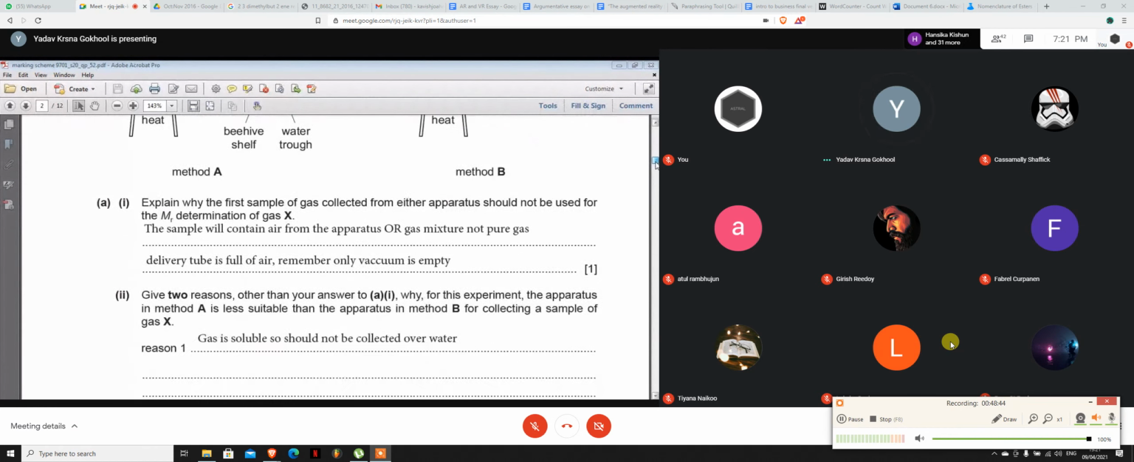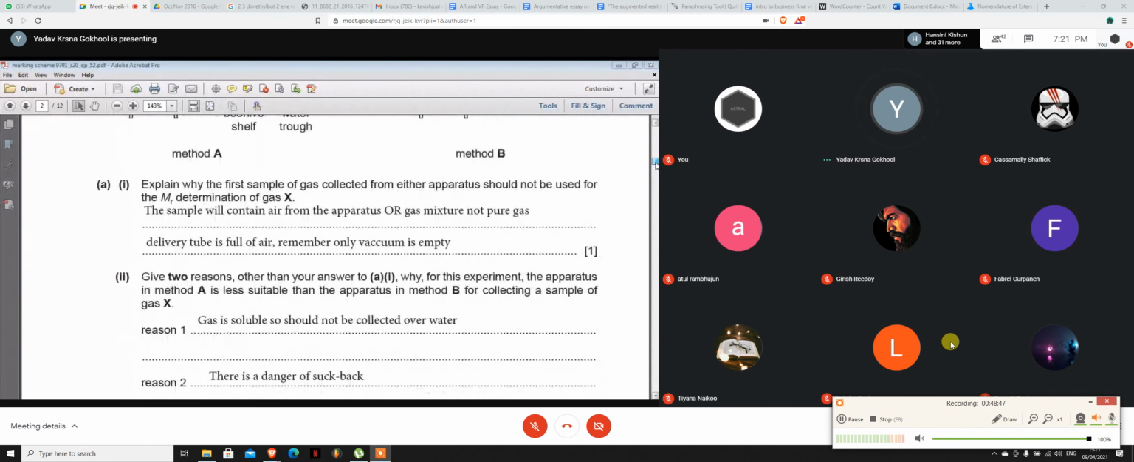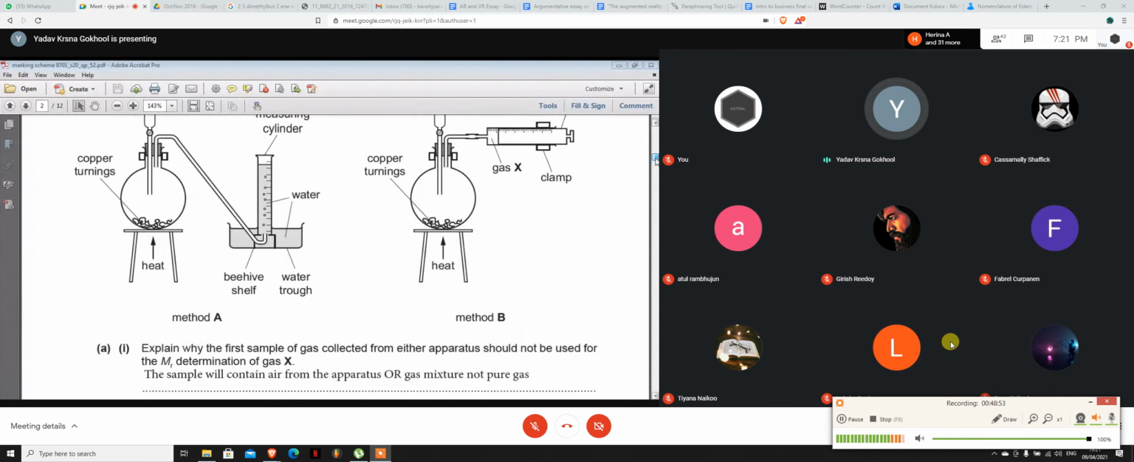Okay, if you are asked about it, okay. So, because it is soluble, this is the first reason. And remember, second reason, when you heat, there is expansion. When you cool, there's contraction. So if you do not remove this delivery tube from the inverted measuring cylinder, there'll be water sucked back, and this container over here is going to break. Okay, this vessel over here is going to break.